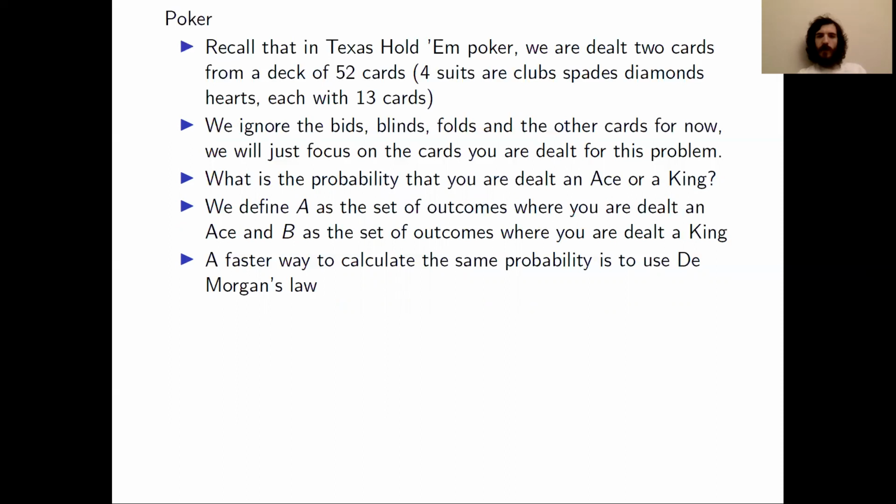So same problem, what's the probability that we are dealt an ace or a king? We'll define the same sets. A will be the set of outcomes where we are dealt an ace, and B is the set of outcomes where we are dealt a king. And the faster way to calculate the probability that we are looking for would be to use De Morgan's law. We're looking for the probability of A union B. This is equal to 1 minus the probability of (A union B) complement. Using De Morgan's law here, we can say that that's equal to 1 minus the probability of A complement intersect B complement. So we want to count the number of outcomes in A complement intersect B complement.